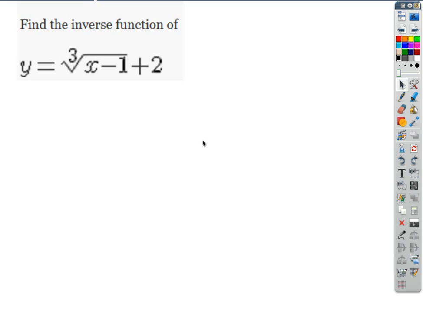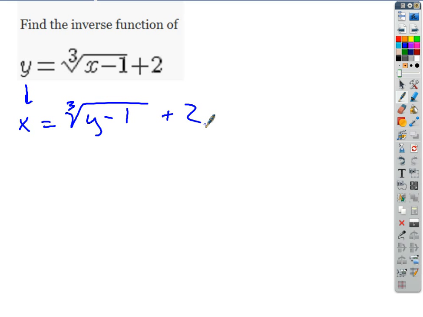See if this rings a bell. You want to write it in terms of y. So if that were written as f of x equals cube root of x minus 1 plus 2, write it in terms of y. And then all you have to do, once you've written it in terms of x and y, is exchange the x's and y's and solve for the new y. And that's our inverse. Okay, so flip the x's and y's. So this becomes an x, and this becomes a y. Okay? And then now I just isolate the y. I'm just solving for y in terms of x.